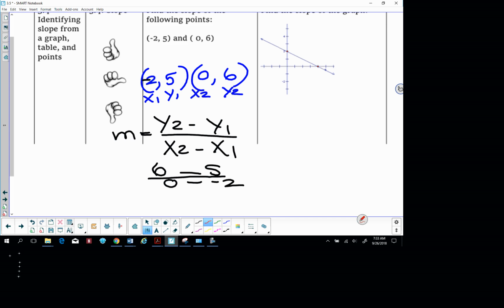And so now what is 6 minus 5? 1. And what's a negative and a negative make? Positive. So what's 0 plus 2? And is that reduced? Can I reduce this? Nope. So this is my answer. Remember, you can always click that ND button, and it will reduce it for you.